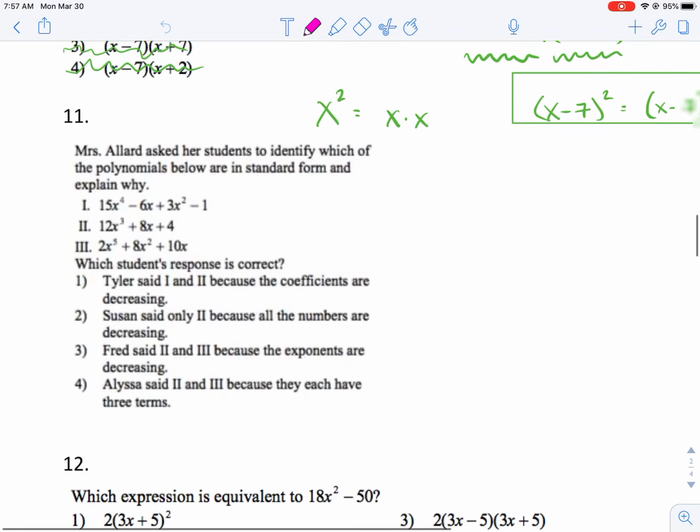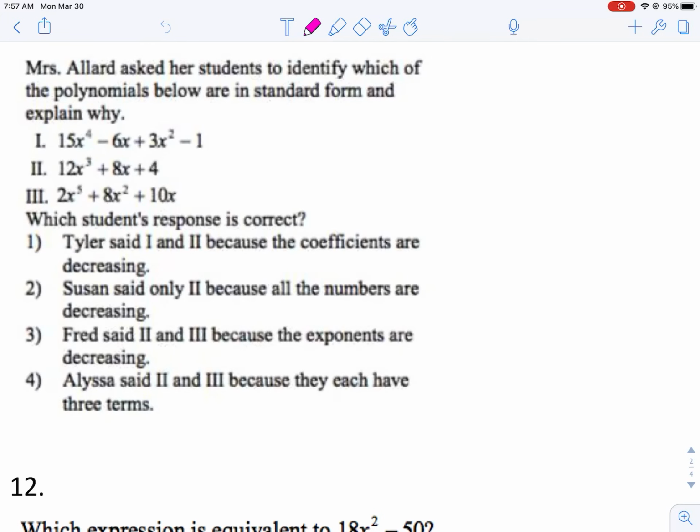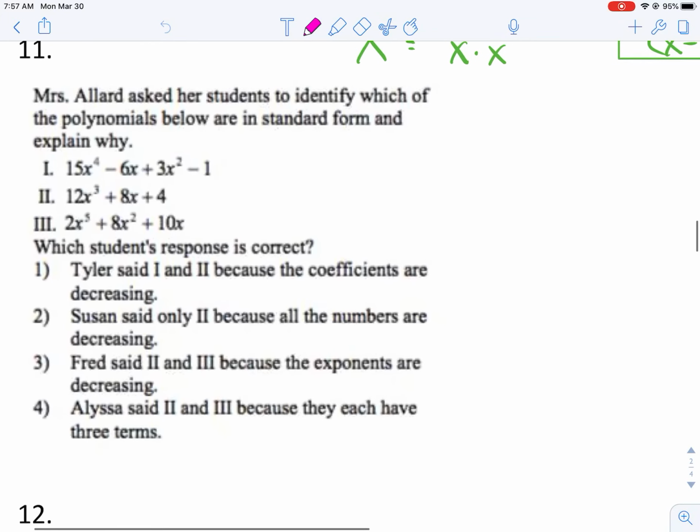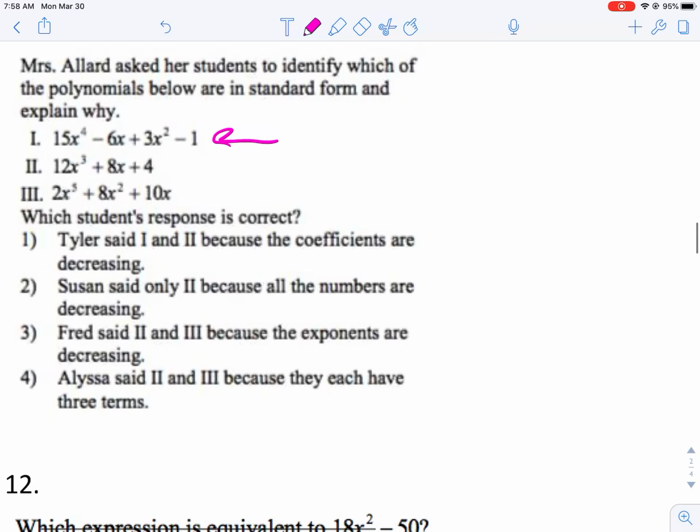Okay, so this is day 3. All right, number 11 in your polynomials section, okay? So we're talking about Miss Allard, right? Number 11, right? Miss Allard asked her students to identify which of the polynomials below are in standard form and explain why, okay? So here's our 3 choices, and then these students gave a response, and we have to decide which one of these is the correct one, right?